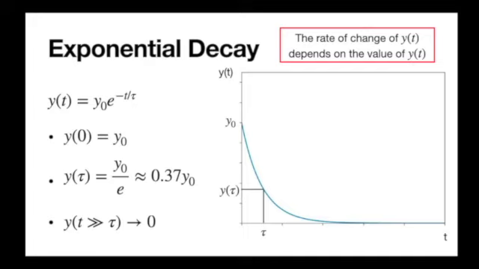If we plug in tau for the time, so t equals tau, we get e to the negative tau over tau, or e to the negative 1, which is just 1 over e. So y of tau, y of our time constant, gives us our initial value divided by e, which is around 1/3 of its initial value. So that tells us it's a standardized way of describing how long this decay takes.